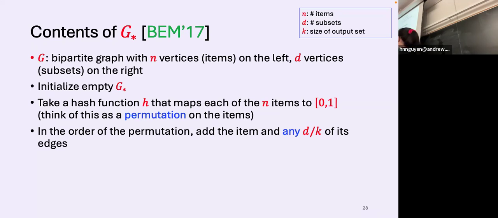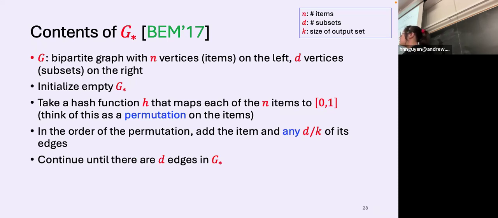Okay, so what I'm saying is I have a permutation of items. As I go along the permutation, I add that item and d over k of its edges. Obviously, if I don't have d over k edges, then I just add however many edges I have. And I just continue doing this until there's d edges in G star. And this is all that comprises G star. Anyone have any questions about this construction? Is it d over epsilon? Yeah, it'll really be d over epsilon to the third. Yeah.